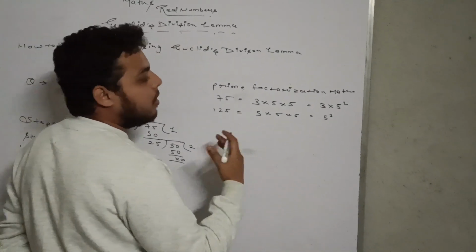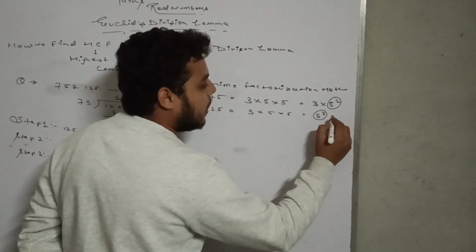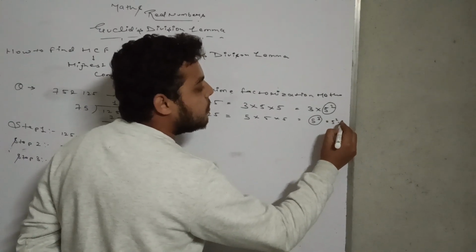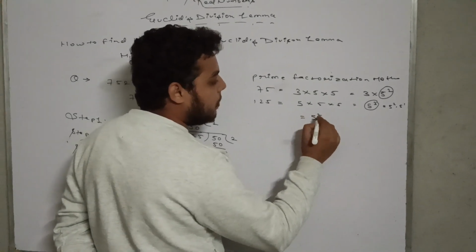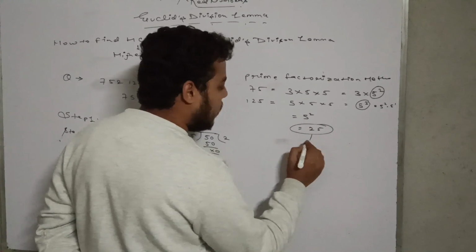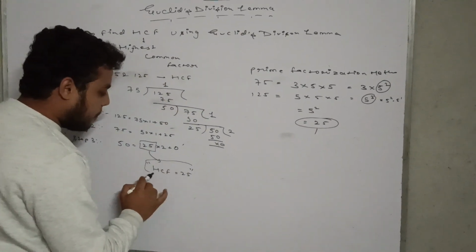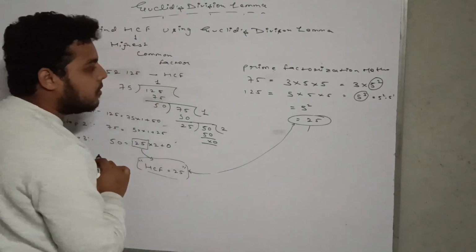If I find something common, that is 5 raised to the power 2 in both, because I can write 5 cubed as 5 raised to the power 2 into 5 raised to the power 1. So the answer comes 5 raised to the power 2, that is 25 itself. So the HCF here and the HCF there are identical, or equal.